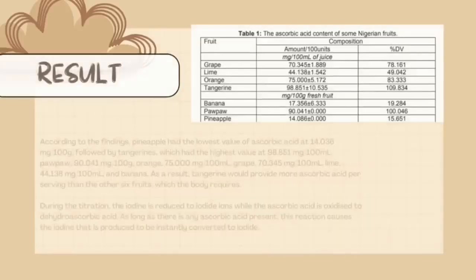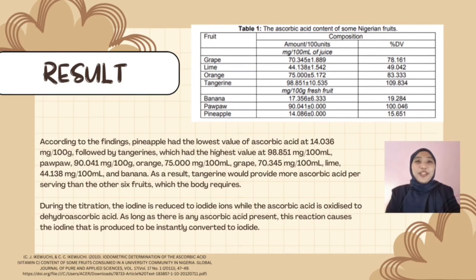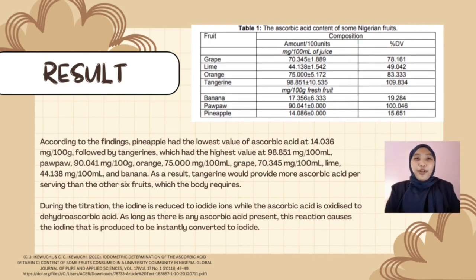Results show that tangerine had the highest value of ascorbic acid, followed by pawpaw, orange, grape, lime, and banana, with pineapple having the least value. It therefore follows that tangerine would supply more ascorbic acid per serving for the body's need compared to the other 6 fruits. As the iodine is added during the titration, the ascorbic acid is oxidized to dehydroascorbic acid while the iodine is reduced to iodide ions.